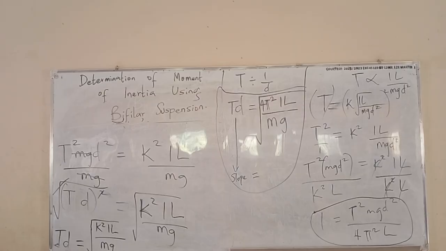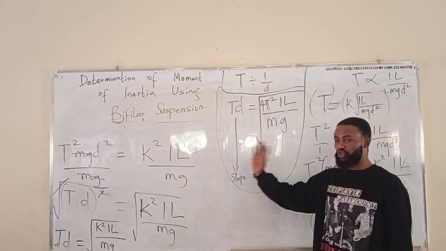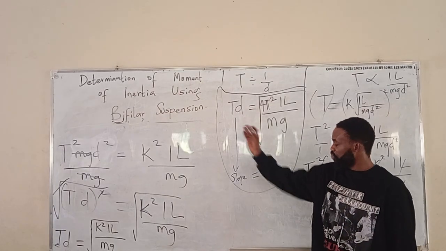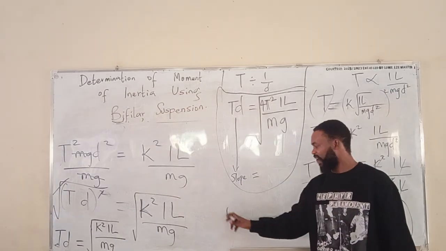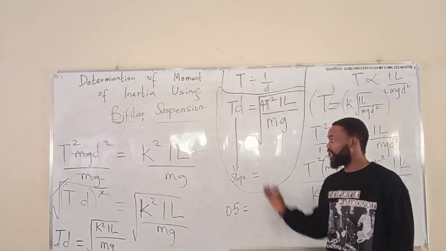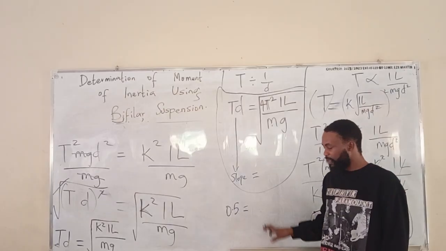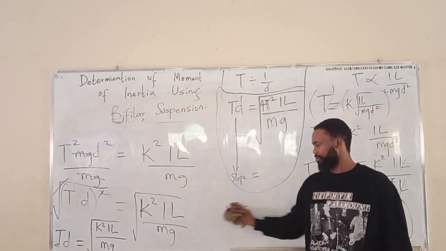Please, remember I said, for that part of your slope, what you have to show them is that whatever slope you have, maybe you got 0.5, you come here and do 0.5 is equal to everything here. So that if the person is checking it, they put all the things you have on this and solve, the person should get the same thing you have.